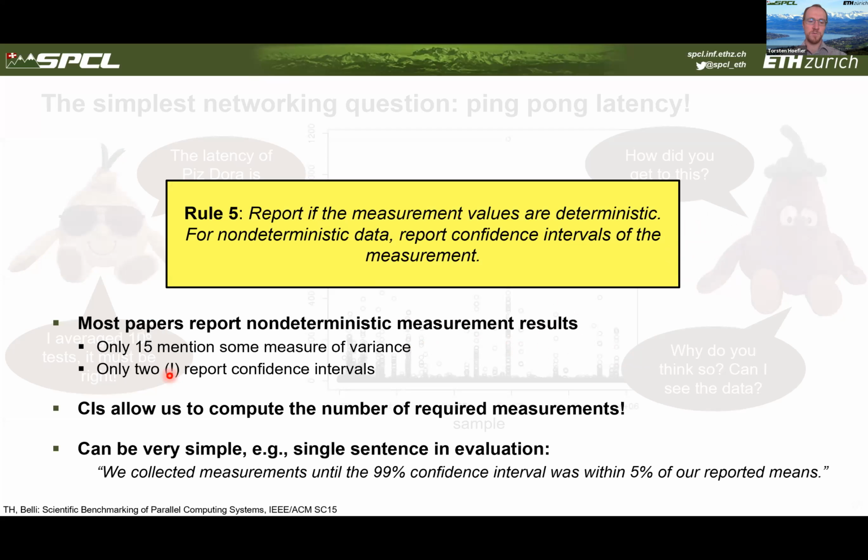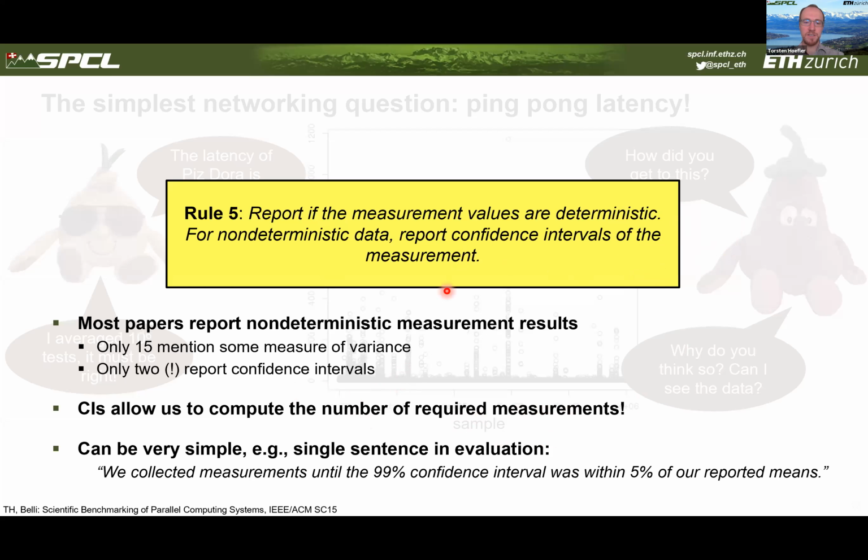And of those 95 papers, only 15 mention some measure of variance. And unfortunately, only 2 report confidence intervals, and both of them use, in my opinion, the wrong confidence interval. So nobody really uses the real confidence interval. But confidence intervals are incredibly important, and we will talk about this in a couple of minutes. There are different forms of confidence intervals that we should report for specific distributions of benchmarking data.